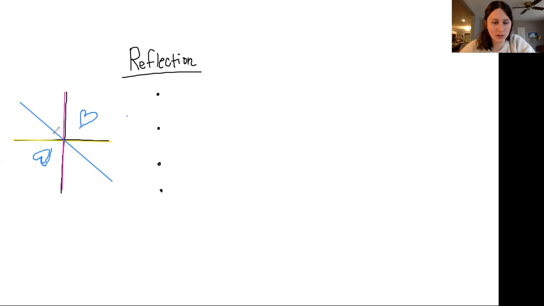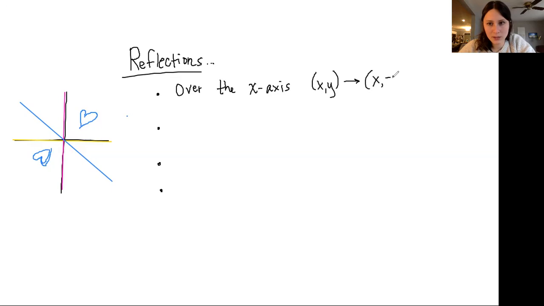Just like what I talked about here with all these colors. The yellow one would be the reflection over the x-axis. So reflections over the x-axis. And so if you had a point that was at (x, y), the reflection would end up being at (x, negative y). So let's take a look.